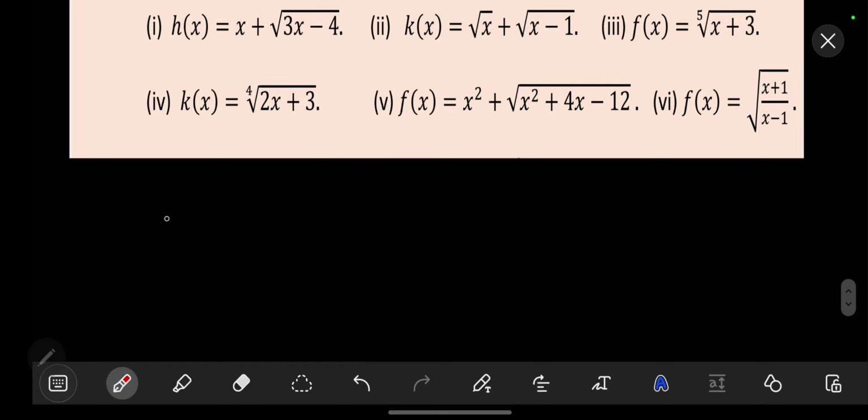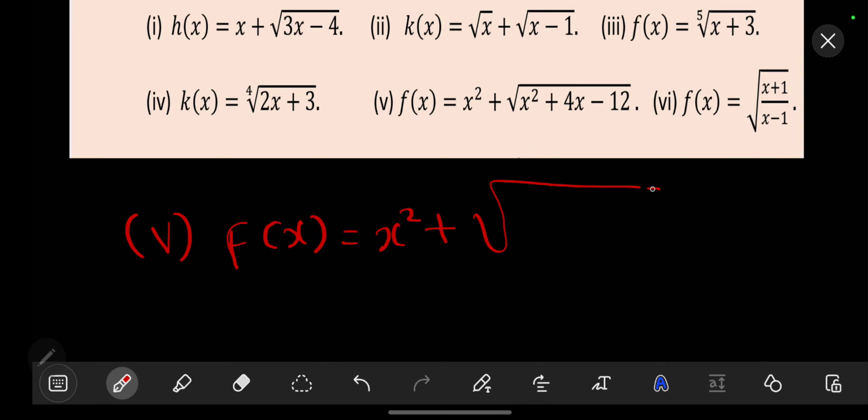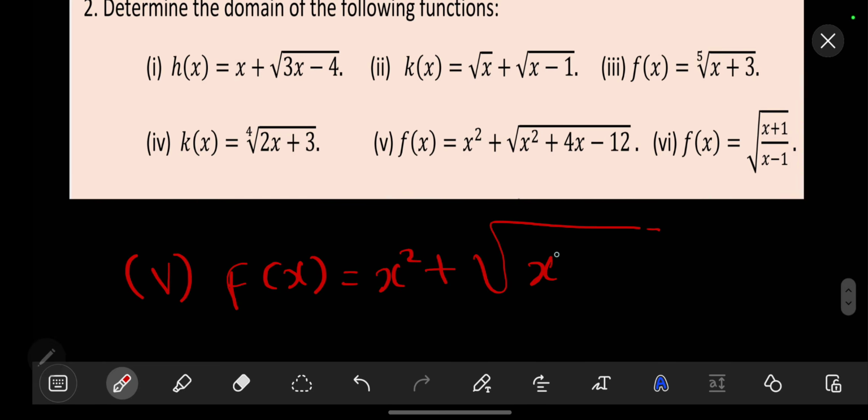Looking at v, we have f of x equal to x squared plus the square root of x squared plus 4x, then minus 12, like that.